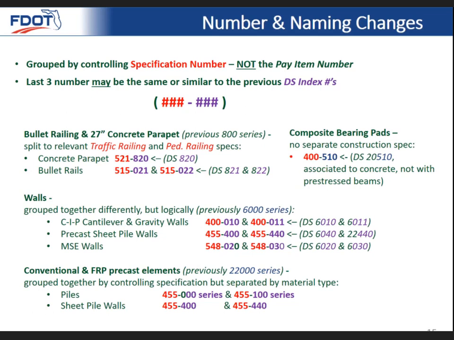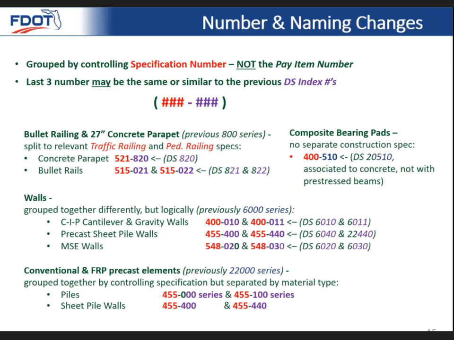Composite bearing pads, that was a bit of an outlier since there was no specific construction specification. There is a material specification, but the pay item is actually under the 400 series. So that one we kept with the 400 series for concrete work.